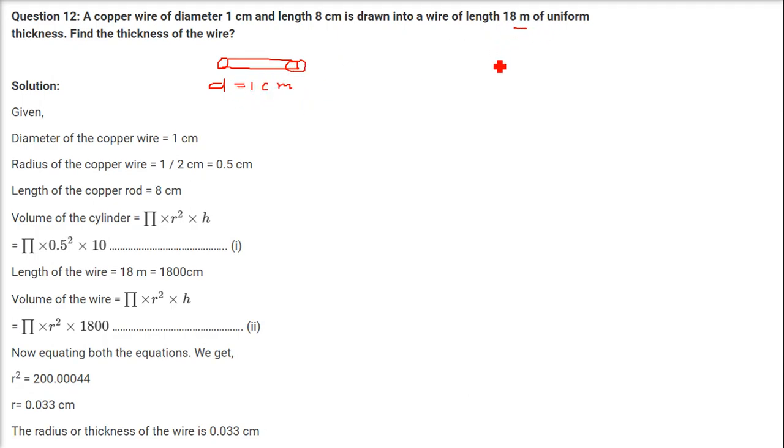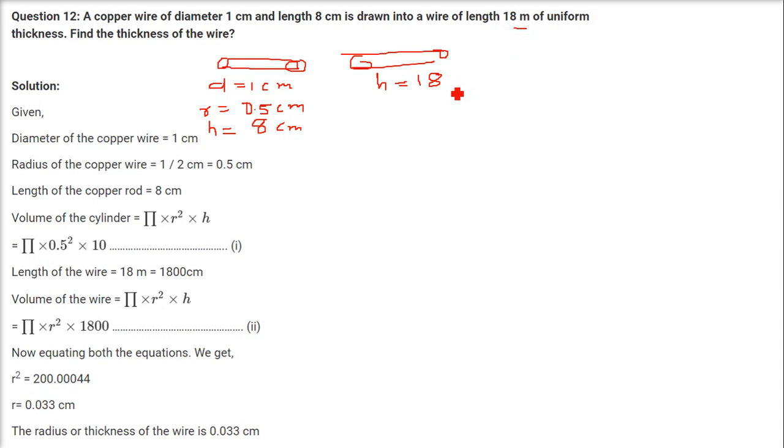We'll change this into centimeter. So the diameter is 1 cm. Radius will be what? Half of this. So it will be 0.5 centimeter. Radius is this much. The length is 8 cm. Let us say that length and height. So height is 8 cm. Into wire of length 18 meters. So we have a wire. Now the wire here, the length is 18 meters.